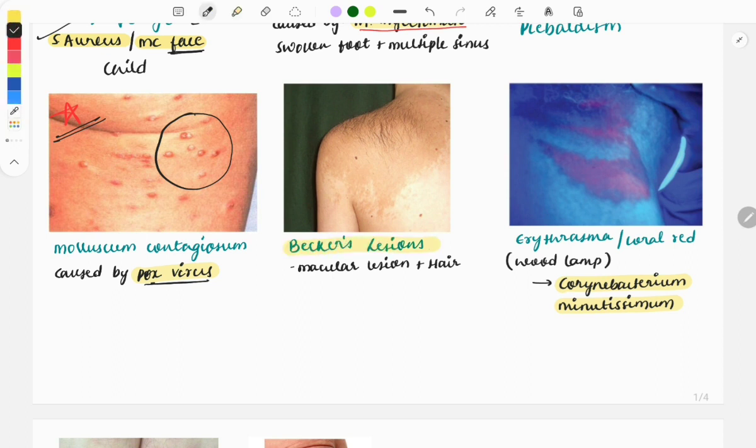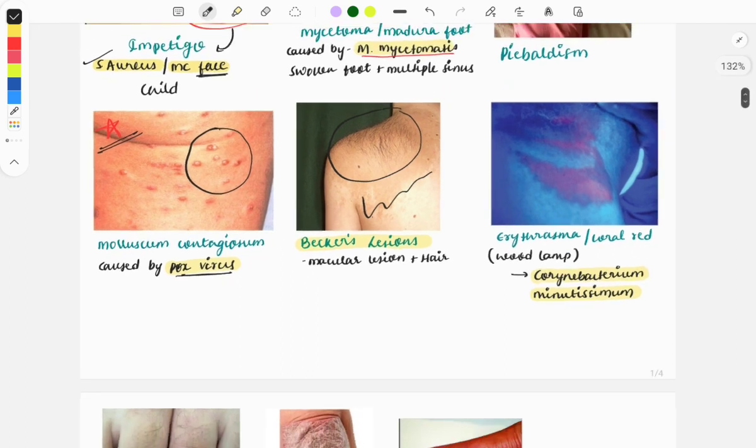As you can see here, there is a tuft of hair present and hypopigmentation here. This condition is called Becker's nevus, and usually the most common location is the scapular location.